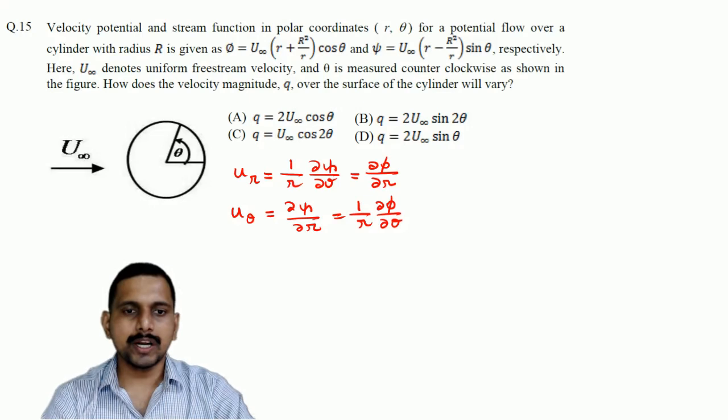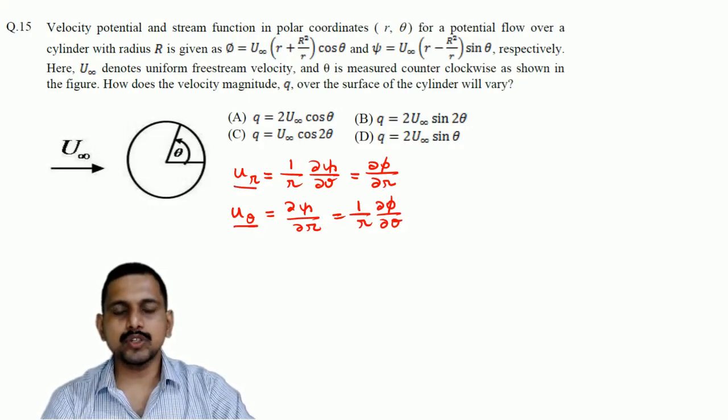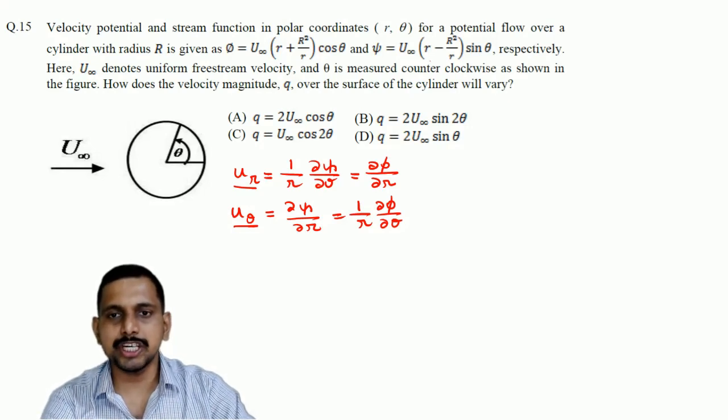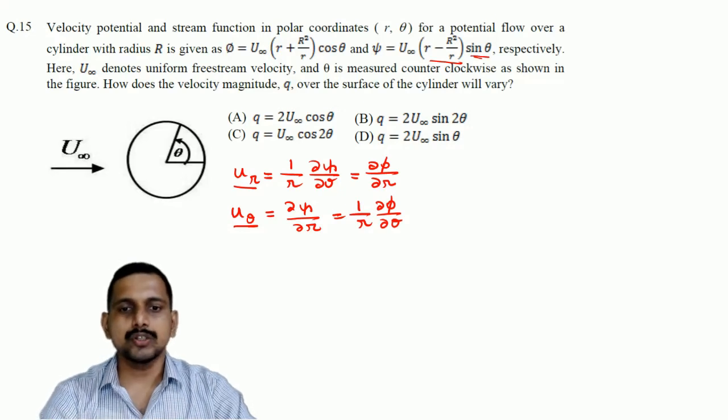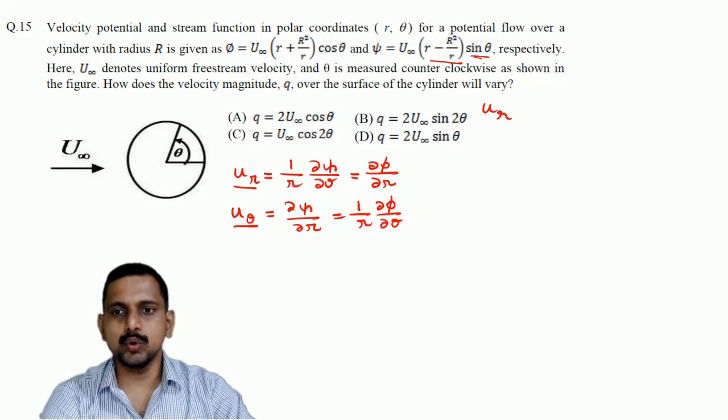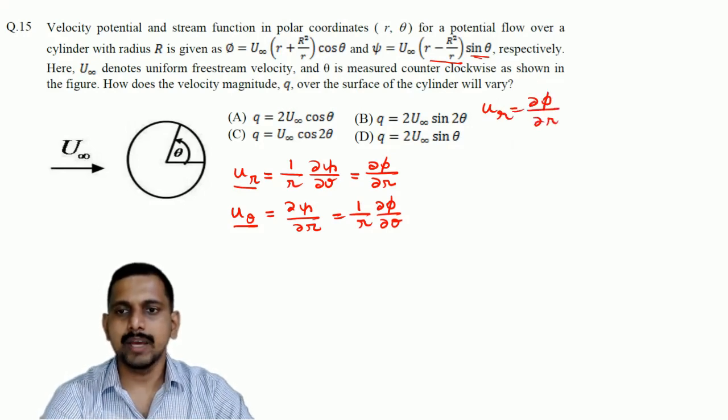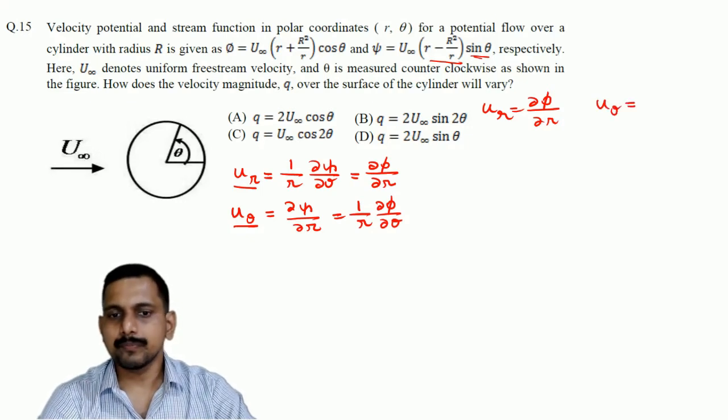Now what we have to understand, we have to get u r and u theta. Now we have to see which is easier for us, whether differentiating with respect to algebra is easy, or trigonometry is easy. So I am going to choose these equations, that is u r is equal to dou phi by dou r and u theta is going to be equal to minus dou psi by dou r. These are the two equations I am going to take.